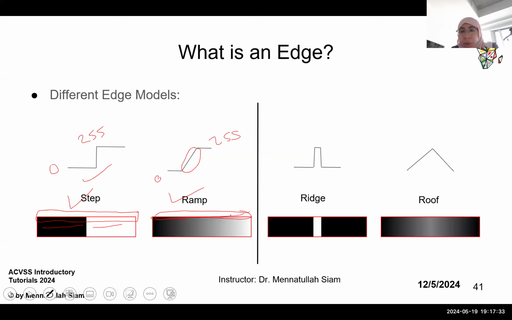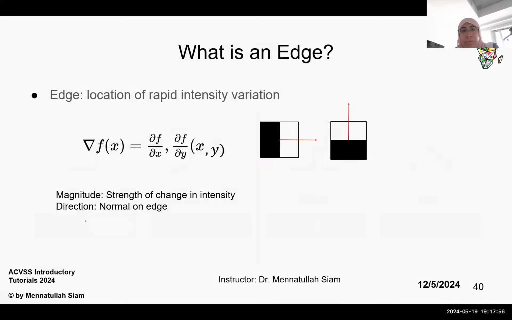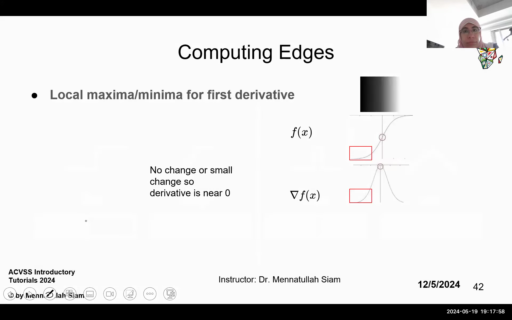Same here, a ridge, where you have a change from 0 to 255 and then 0 again. A roof is also from 0 to 255 and then 0 again, but gradual. Okay, these are different edge models. So you can see that this can construct an edge here, here, and here as well. So remember, I'm talking about the edge represented as an intensity variation. So we'll look into the rate of change.